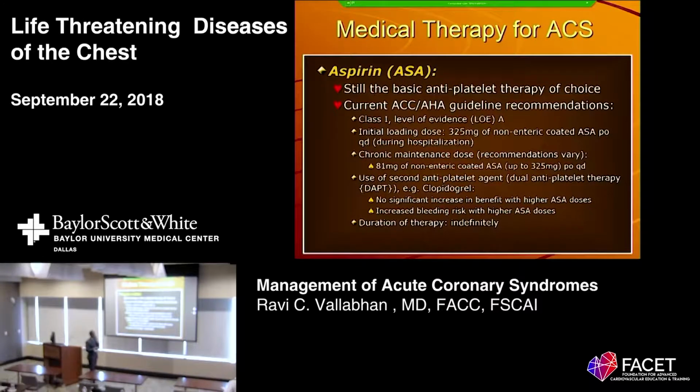Starting with aspirin, even today it's still the basic antiplatelet therapy of choice. If you look at the ACC-AHA guideline, it's still class 1 level of evidence, the highest level you can get with our guidelines. Initial therapy is 325 milligrams non-enteric-coated, followed by 81 milligrams of non-enteric aspirin. And that's pretty much a stable dose. In cardiology nowadays, the only patient treated with 325 milligrams of aspirin on a chronic basis is the patient who has paroxysmal AFib and whose CHADS score is high.